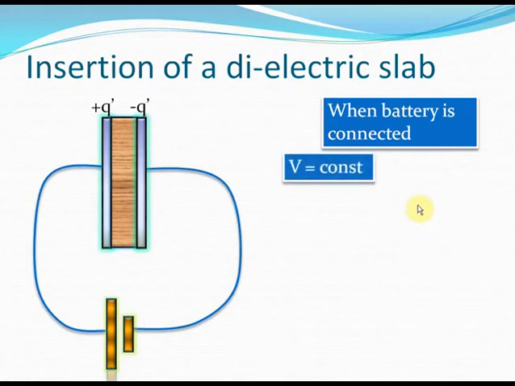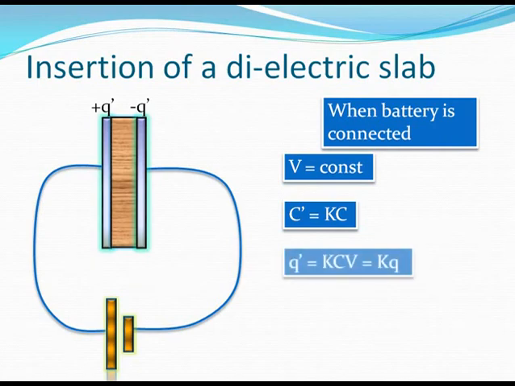What happens to the potential difference across the capacitor plates? Well, the potential difference has to remain constant. This is because the battery is still connected to the capacitor plates, and the potential difference across the battery has to be the same as the potential difference across the capacitor plates. So V is constant irrespective of the introduction of the dielectric slab. What happens to the capacitance of the capacitor? We already know that when we insert a dielectric in a capacitor, the capacitance gets multiplied by K. So basically C dash is K times C.